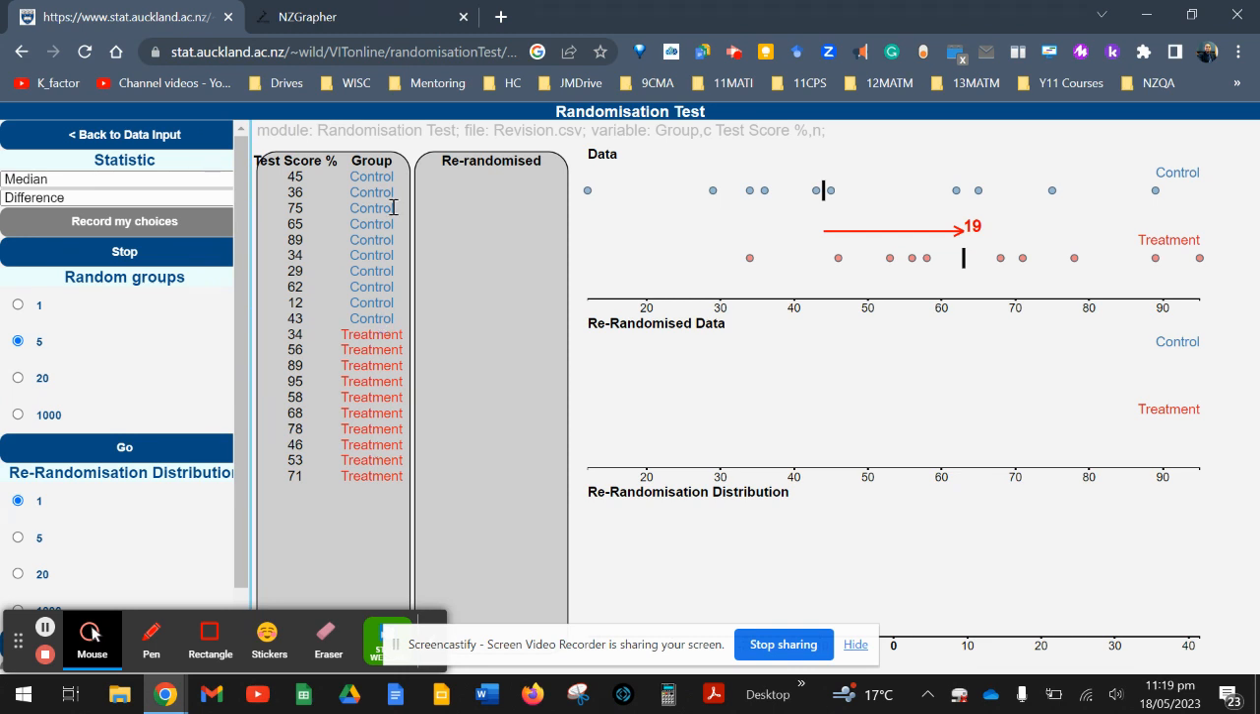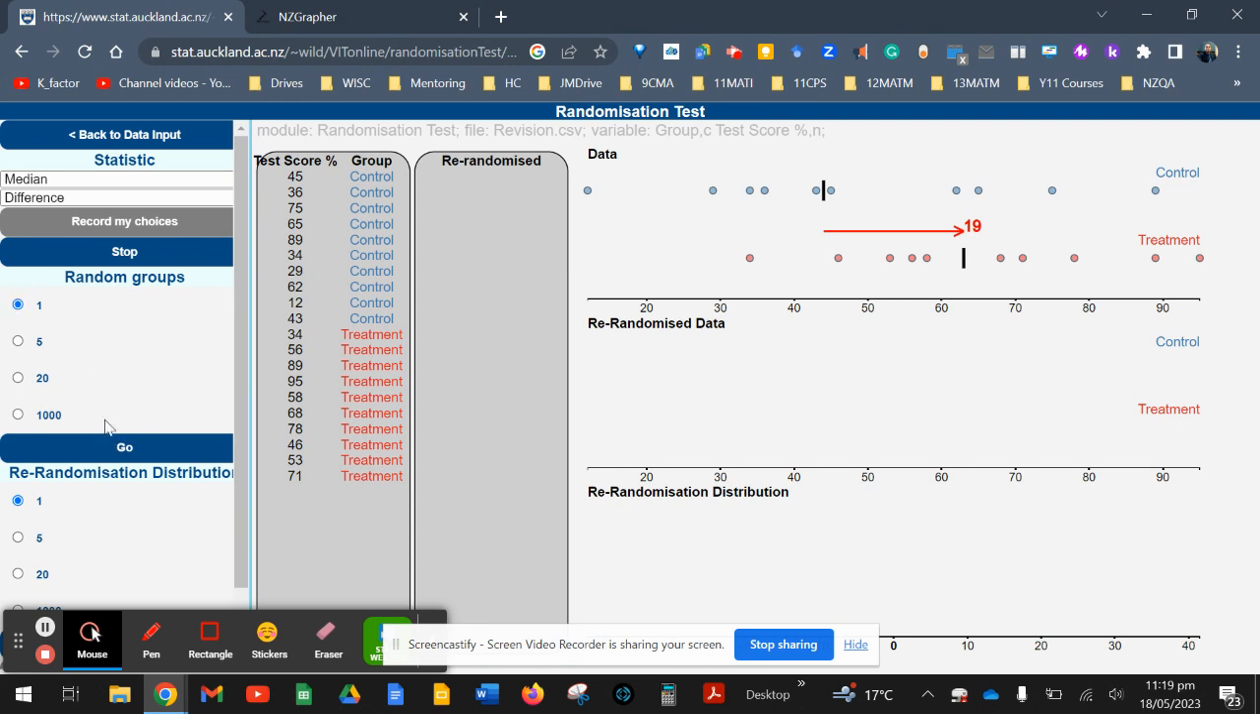Imagine if you take these 10 control group and 10 treatment items and put them in a bag, you don't look, you shake the bag and randomly assign each one of these to a control group and treatment group. So watch what happens here.